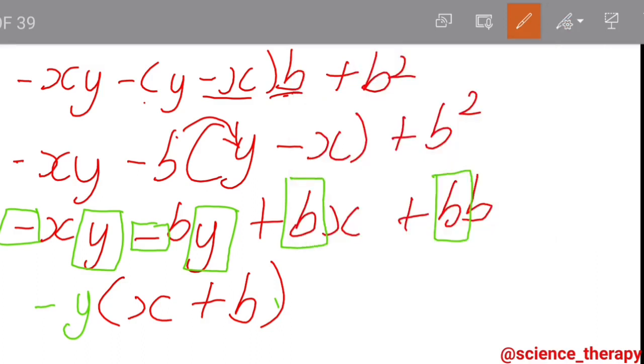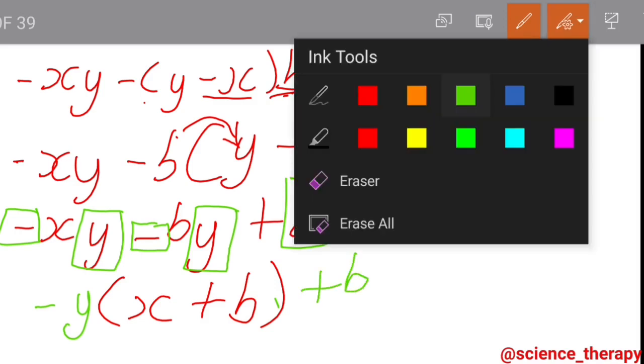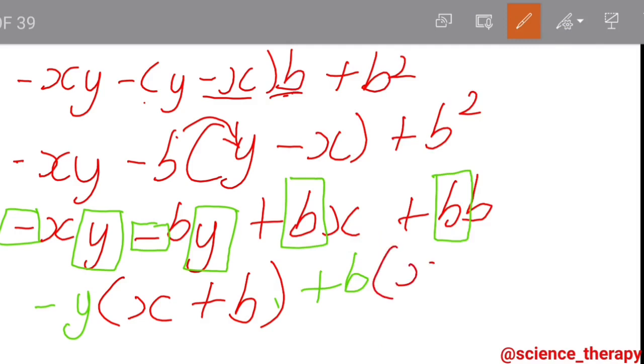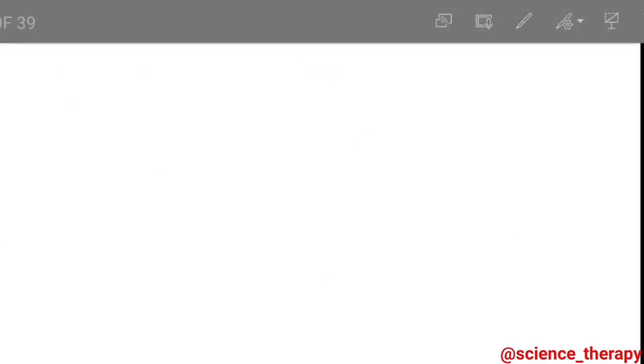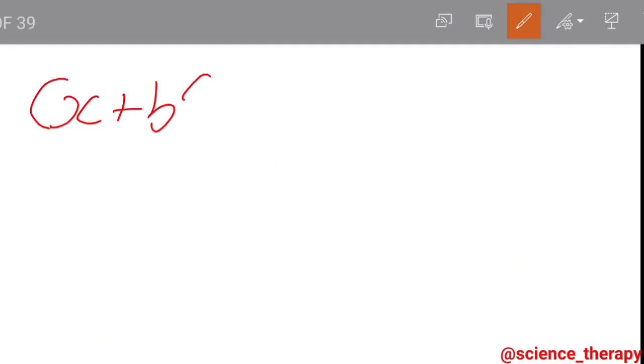Now, what is the common factor in the third and fourth term? It's b, right? Then what are we left with? That's x from the third term. And when we factor out b in the fourth term, we are left with b. Now, can we see that we have a common factor inside the brackets? x plus b is your common factor. So we only get to write one of that expression. So that's x plus b.